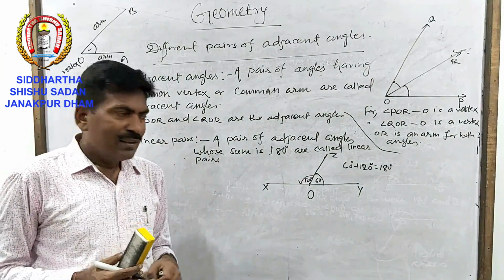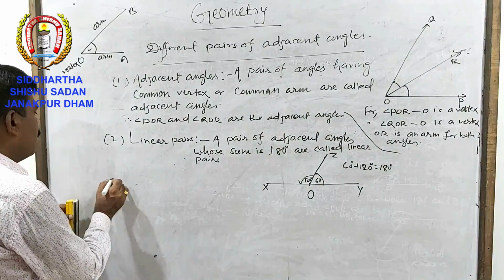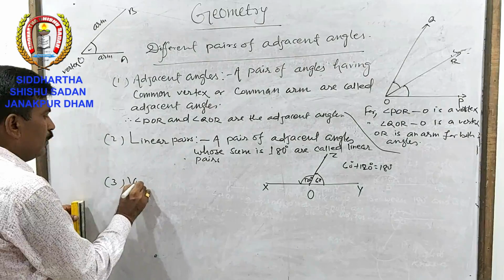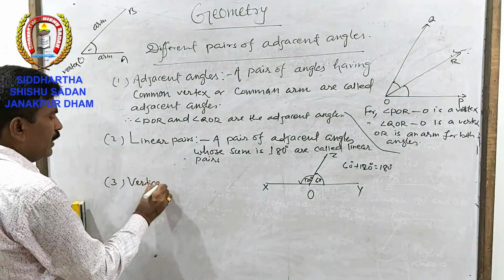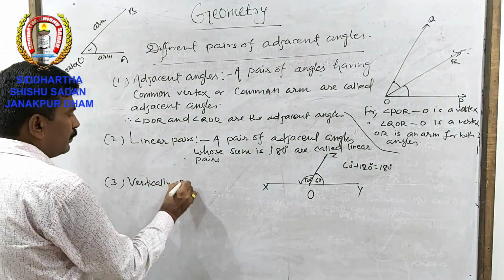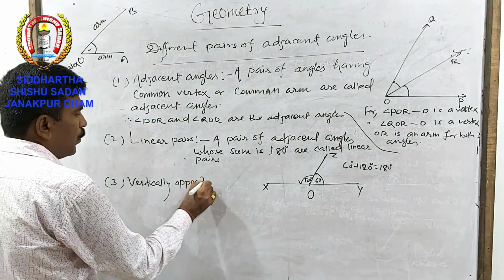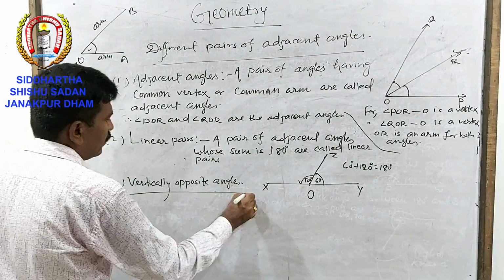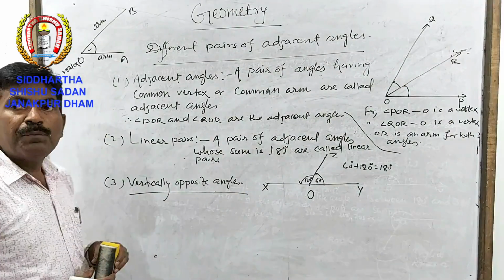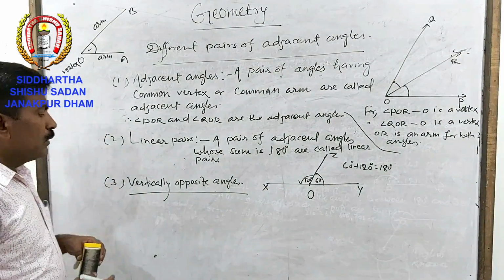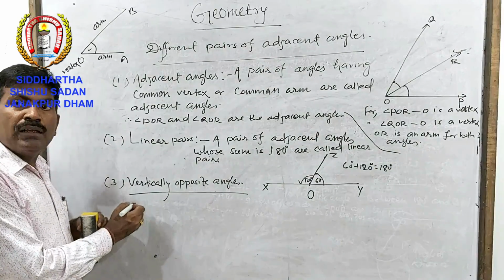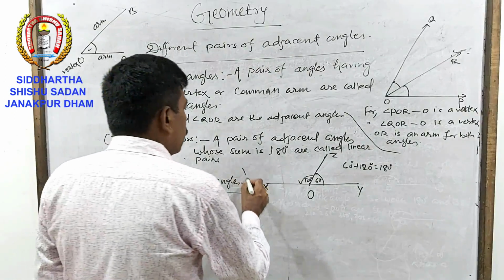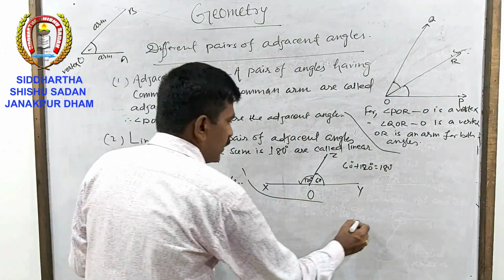Is it clear? Okay. Now number 3 is here. Vertically opposite angles. So what is the meaning of vertically opposite angle? Now I am showing an example.